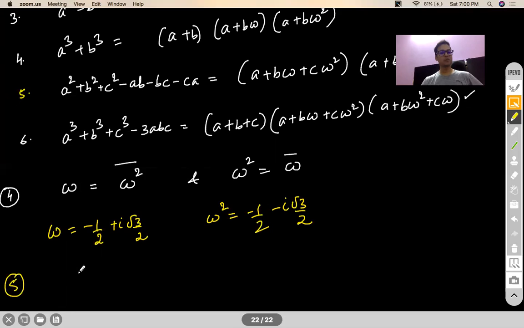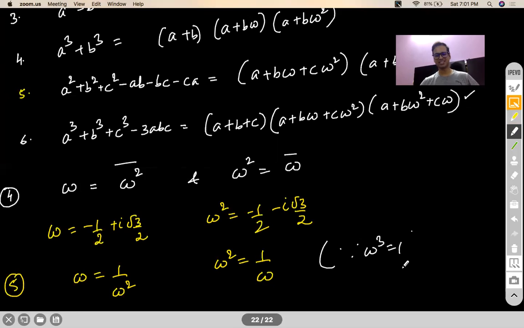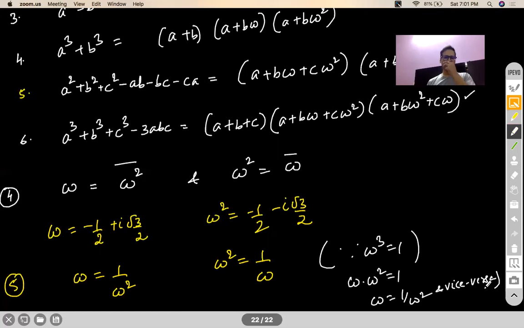Not only that, omega and omega square are reciprocals also of each other. Okay, why? Because omega cube has to be 1, right? So you can write it as omega into omega square equal to 1. So omega becomes reciprocal of omega square and vice versa. Correct? Right? So many important informations we are gathering.